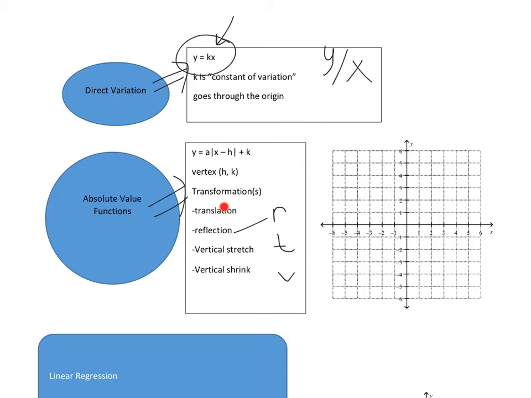And we talked about translation. So translation means, how are we shifting? Are we shifting up, down, left, right? So we want to be specific on how we're shifting. Just don't write up and down. You want to be specific: up 2 units, left 3 units, that's our translation. And we also did the vertical stretch and shrink. That is from the a value right there.